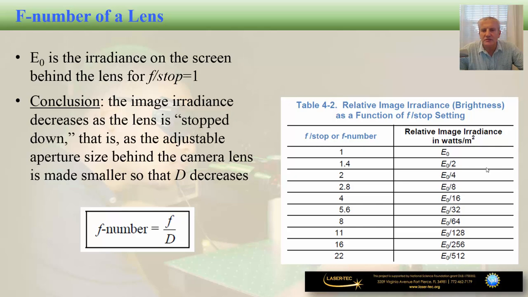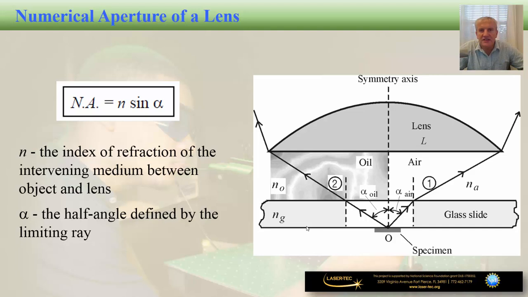to larger F numbers. The numerical aperture of a lens is another parameter that determines the light gathering ability of a lens. However, as opposed to the F number that we defined on the previous few slides, this parameter takes into account the environment in which the lens operates.